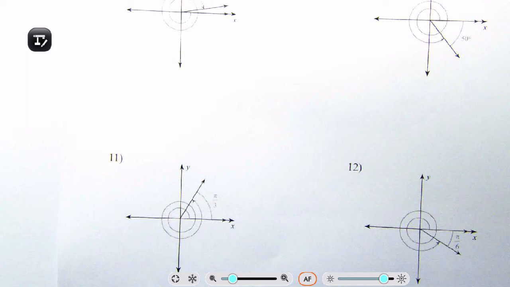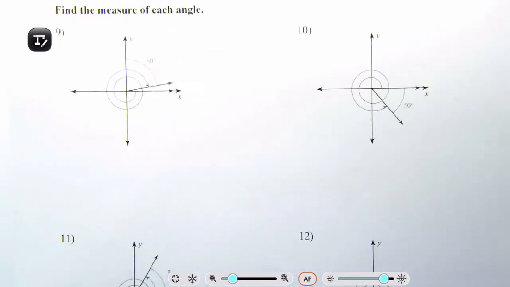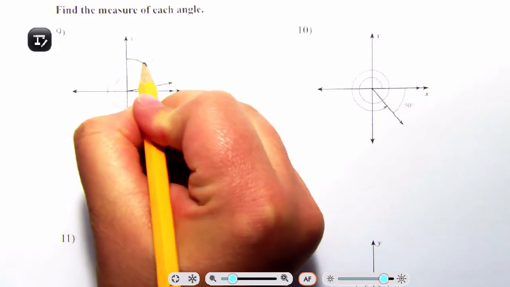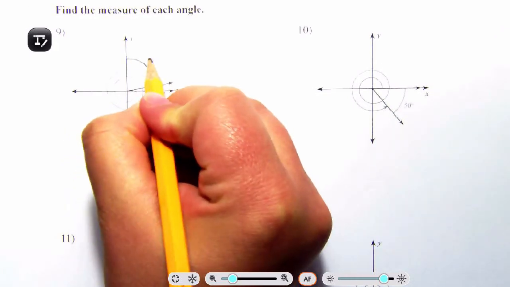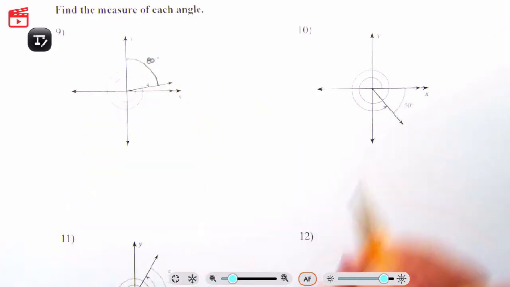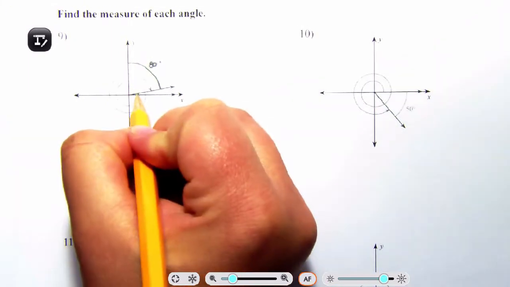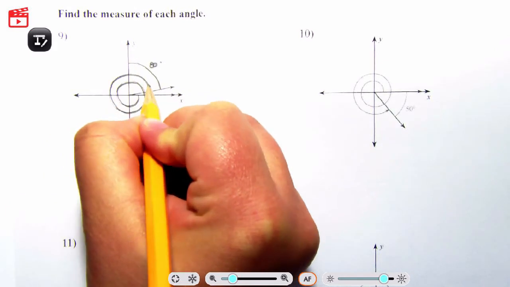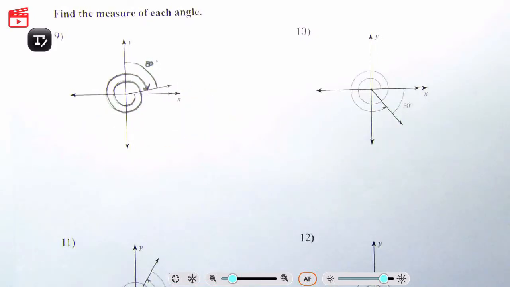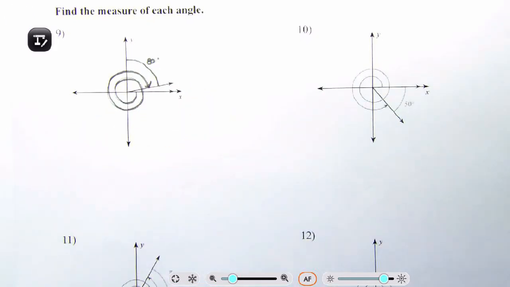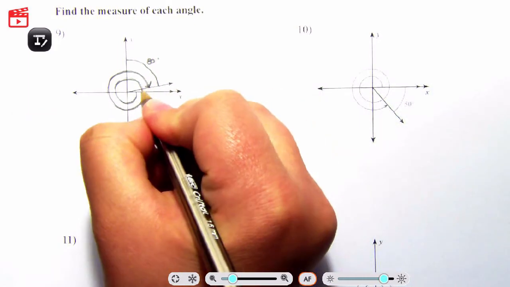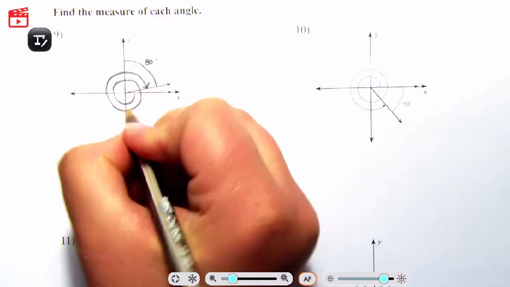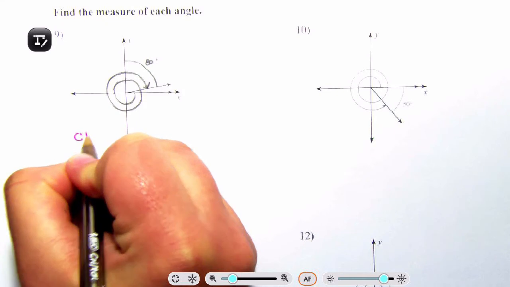Question number 9 is asking us to find the measure of each angle. So this is a big one. They're telling you two things. Here they're telling you that this measure is 80. You can barely see that, but it says 80 here. But that's not the angle they're asking you. It's this one here. How do we know that it's this one? Because it has an arrow. It's pointing towards the terminal ray. So we are going clockwise. That means our angle is negative.